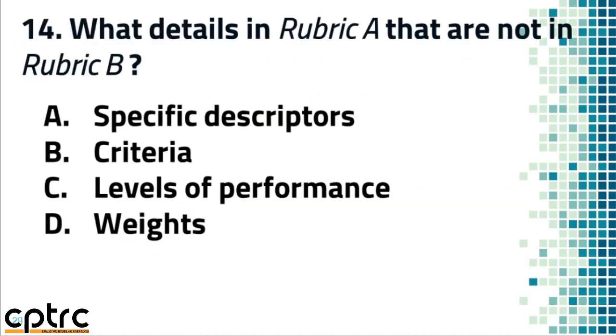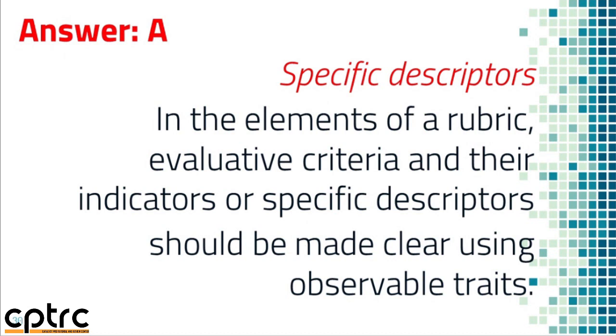Item number 14. What details in rubric A are not in rubric B? So what are those details? The correct answer is letter A. There is no specific description. In the elements of a rubric, evaluative criteria under indicators or specific descriptors should be made clear using observable traits. So therefore, it's very important that you write down specific descriptors. And that makes rubric B, which cannot be found in rubric A.